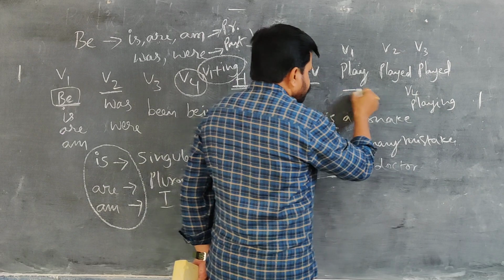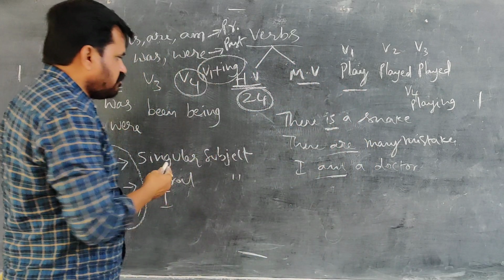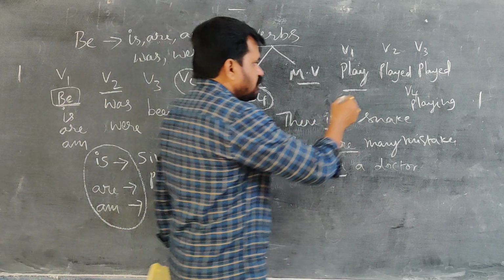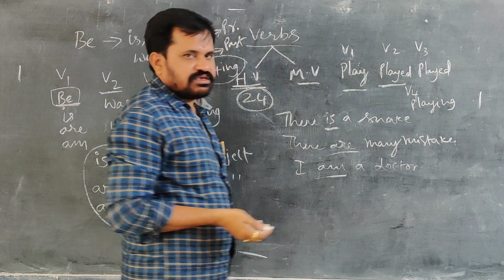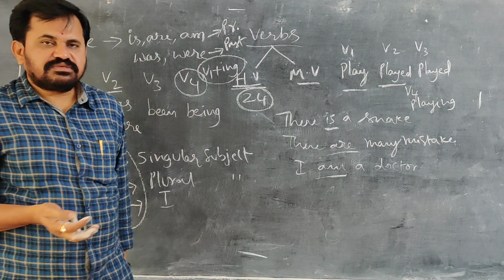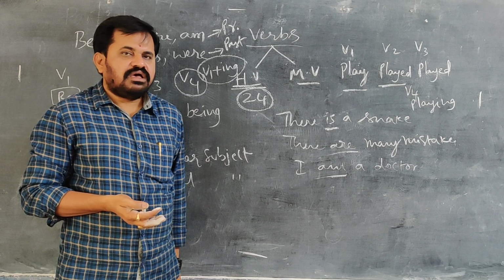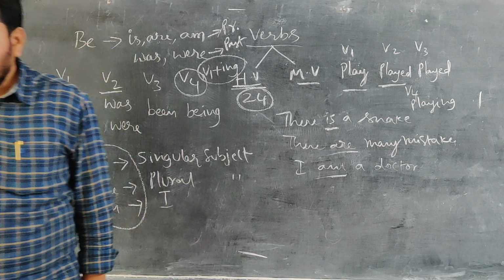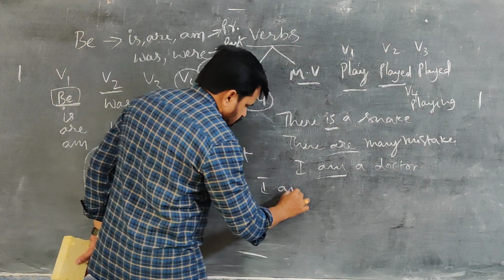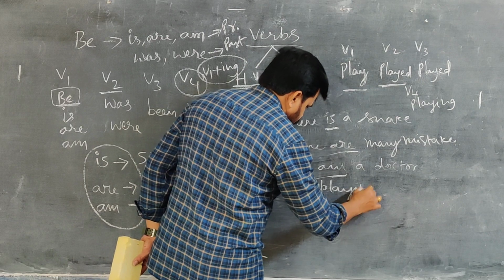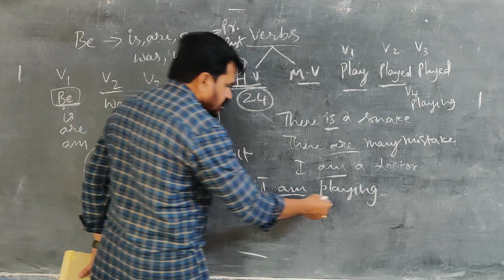Do you use V1, play, after is or am? Or do you use V2? Or played, or do you use playing? Generally, you remember particular sentences. When you remember the sentence 'I am playing', you can feel it. Here, I am playing. So after am, you are using V4.